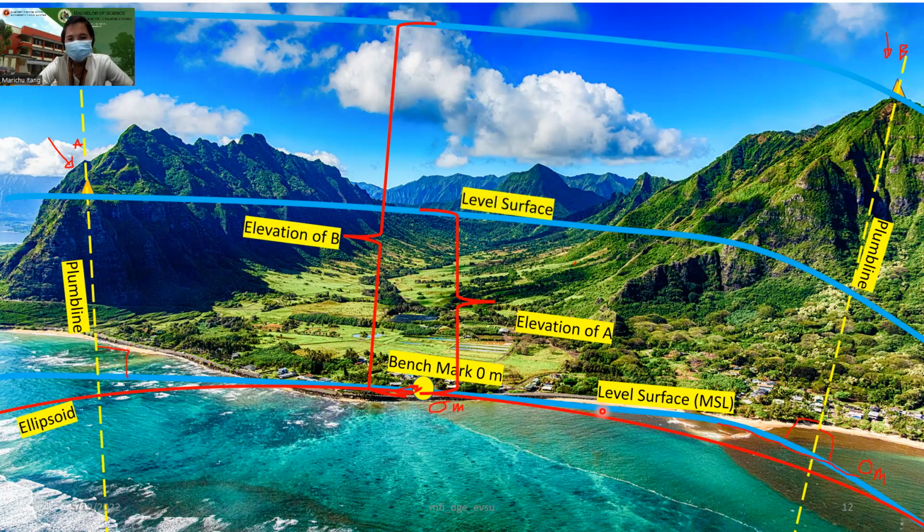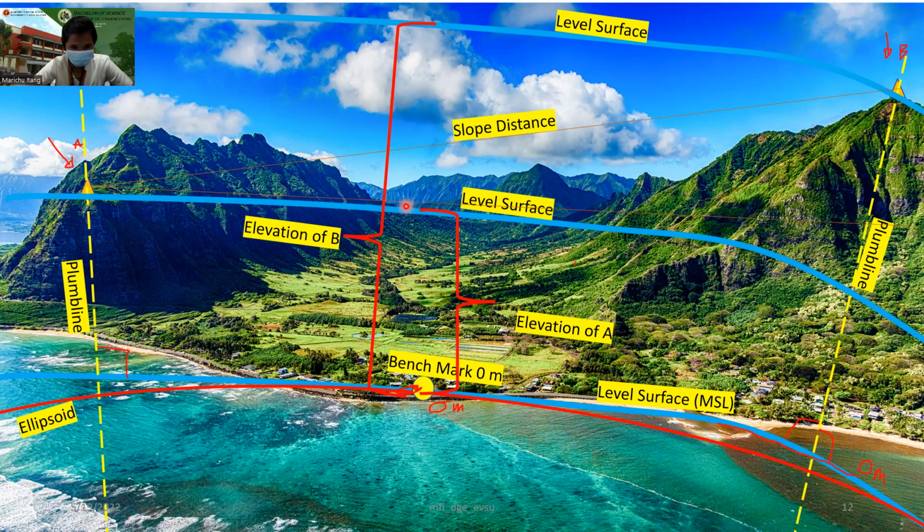So this is the level surface. And then this one is another level surface projected by point B. So the red line here is called the slope distance. Naka-slope yan. And then the horizontal line is this one, the lighter red color. Nakikita nyo? So this is the horizontal line with respect to the horizon.